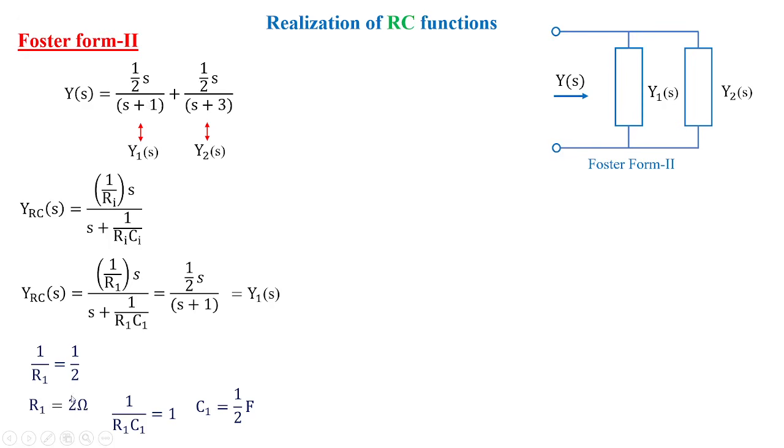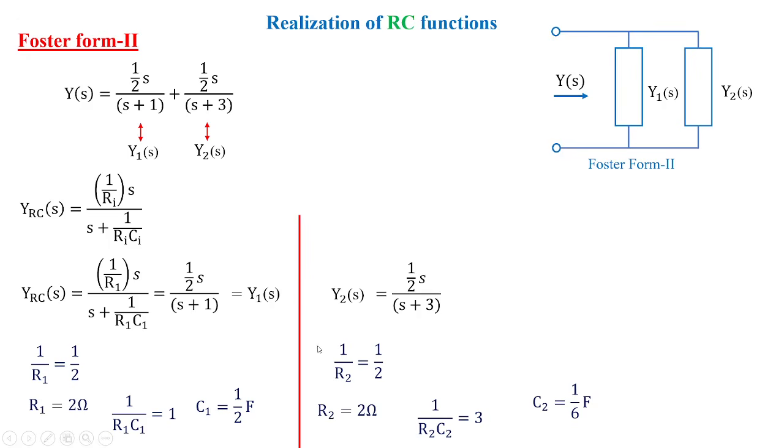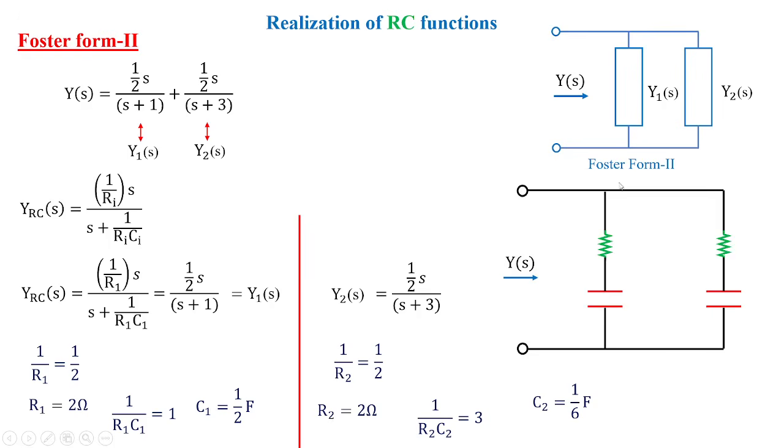With this, the like terms can be framed and R1 and C1 are found. Likewise, you can get the values of R2 and C2. And finally, we can frame the original Foster form 2 circuit, which is nothing but Y1(s) and Y2(s), each having the series combination of resistor and capacitor. So substituting the values, we get the Foster form 2 representation of the RC function. This is how you need to solve the impedance function given in RC form.